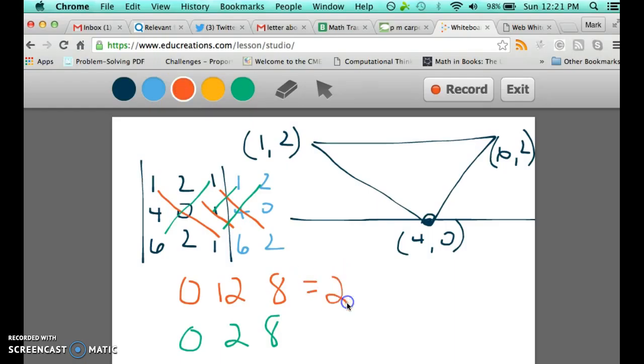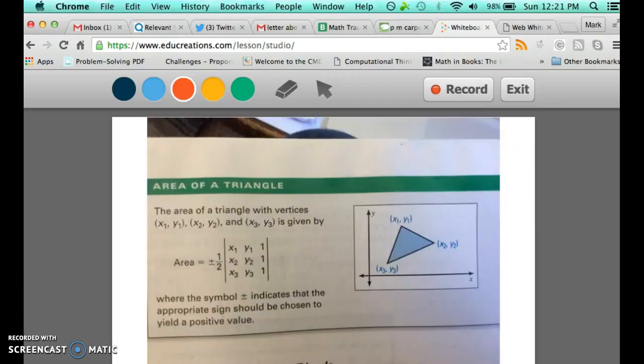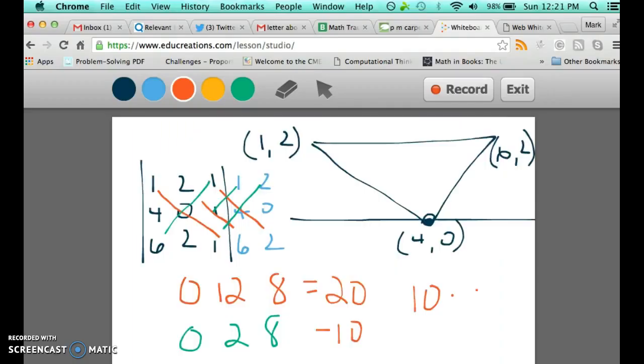I add up the top, minus 10. So the determinant is 10. To find the area, I multiply by plus or minus 1/2, because that's what it says in the formula right here. So multiply my result. In this case, it's going to be by positive 1/2, because I don't want a negative result. So 5 is my area for the triangle.